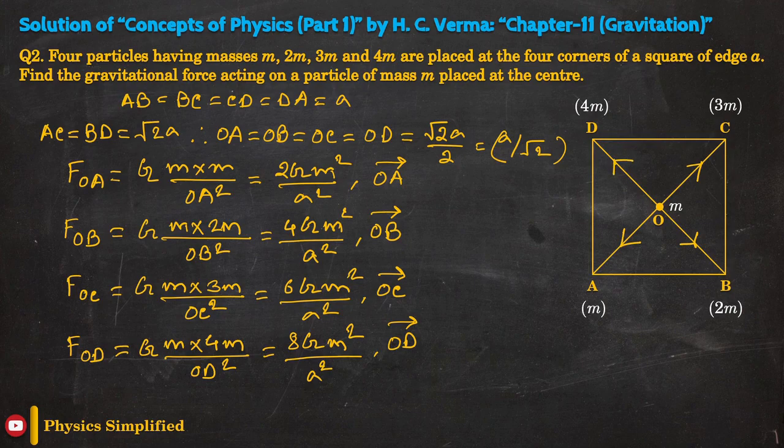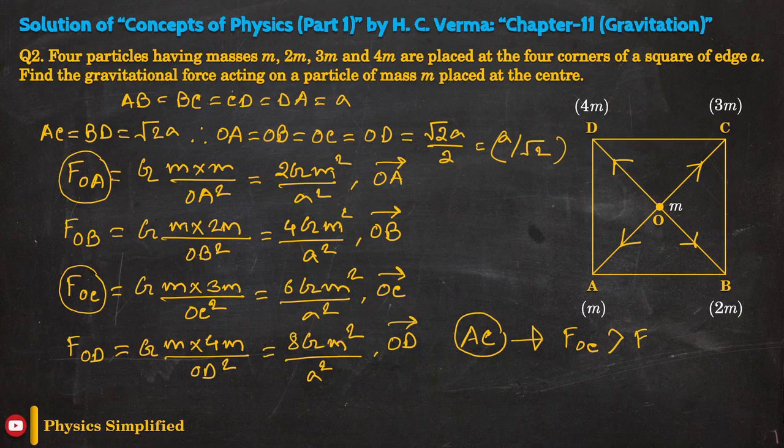Now look at the figure. Along the diagonal AC, we have two forces F_OA and F_OC, which are oppositely directed and have different magnitudes. So we can say along the diagonal AC, we have two forces F_OA and F_OC, which are oppositely directed, and the magnitude of F_OC is greater than the magnitude of F_OA.